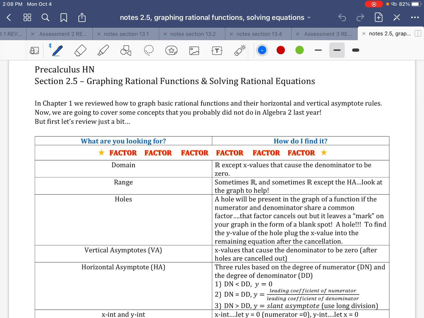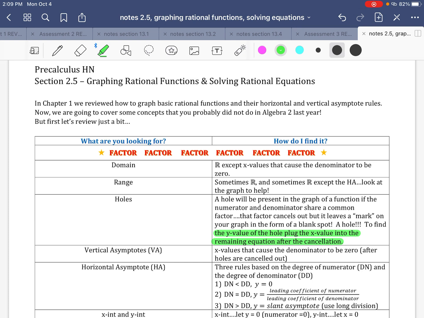Remember, for your domain, it's basically all real numbers except the x values that cause the denominator to be 0. The range, sometimes all real numbers, but sometimes it's everything except the horizontal asymptote, so we'll look at the graph to help us. Holes, you know, is when something cancels out. There's a hole there, and we're going to have to find the coordinate. So when there's a hole, to find the y value, you plug the x value where the hole is into the remaining part after the cancellation. Vertical asymptotes, so whatever's left in the denominator, it creates a vertical asymptote.